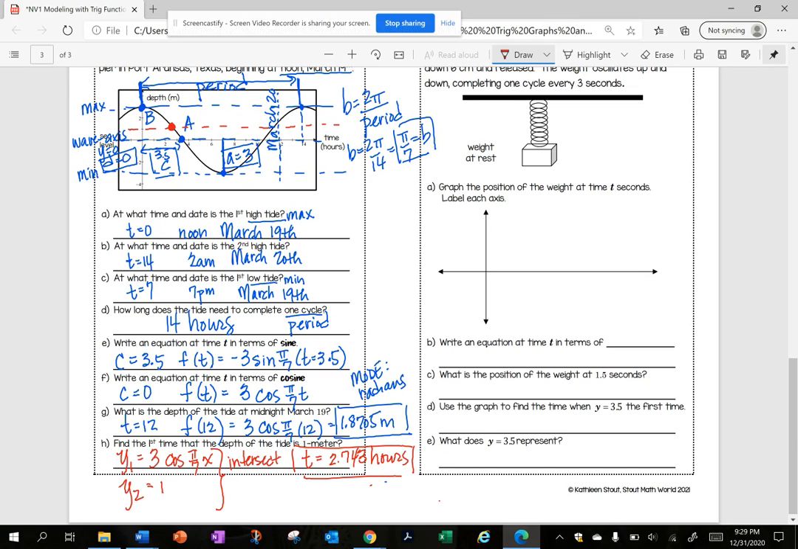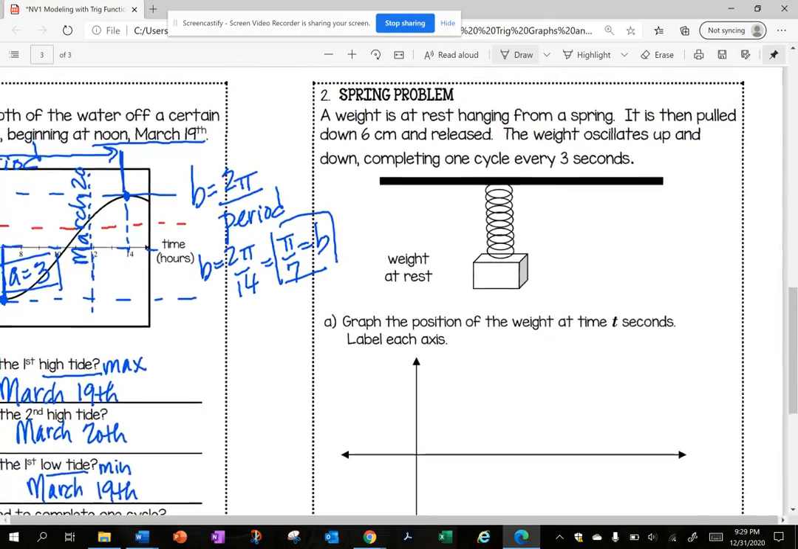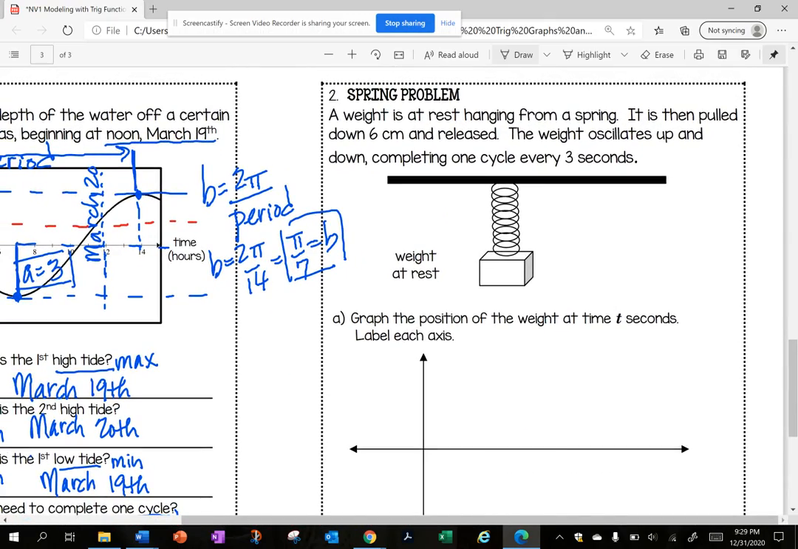Okay, let's try another one. Here's a spring. This applies to people that have had physics or are in it now. This is periodic motion. A weight is at rest, hanging from a spring. Then it is pulled down 6 centimeters and released. The weight oscillates up and down, completing 1 cycle every 3 seconds.